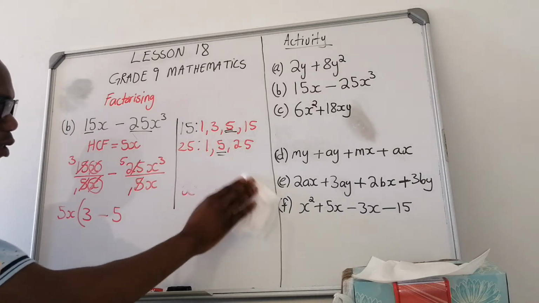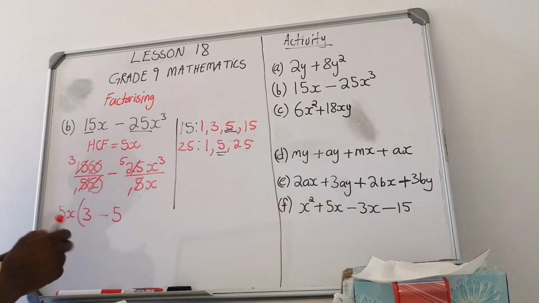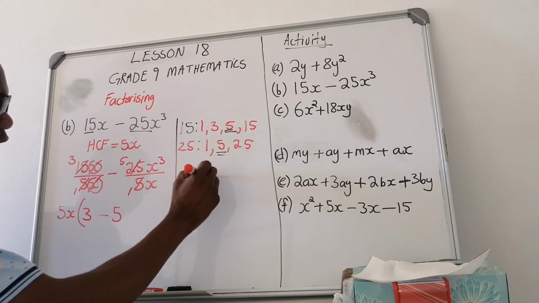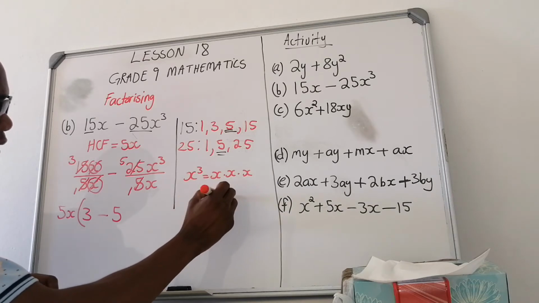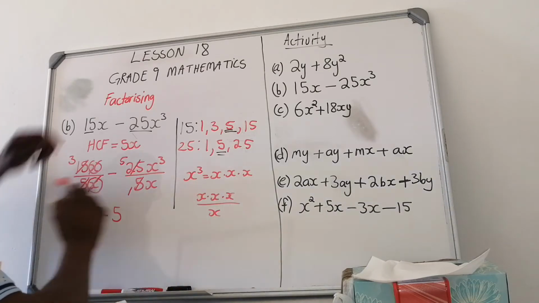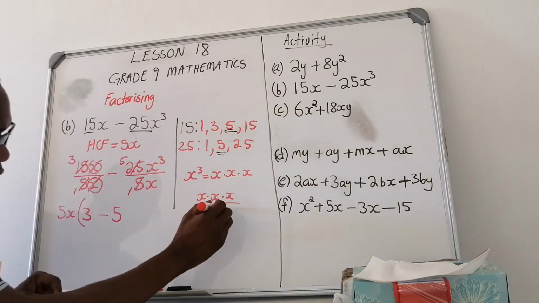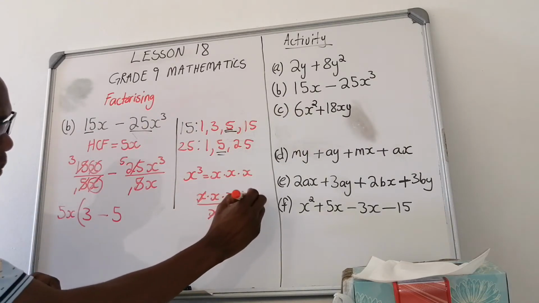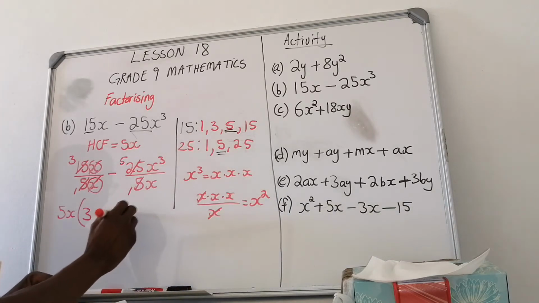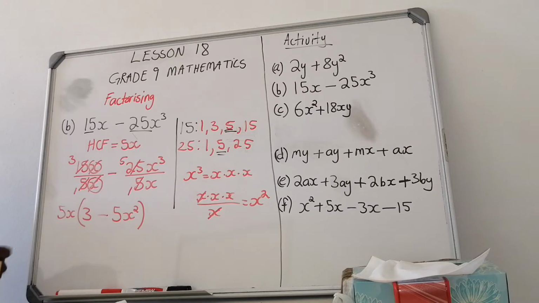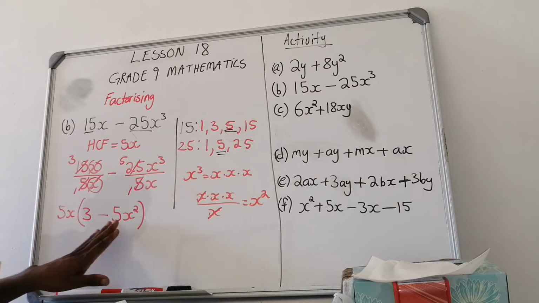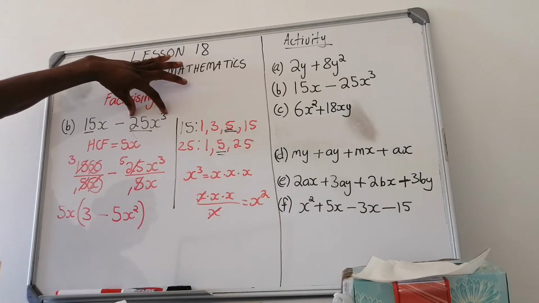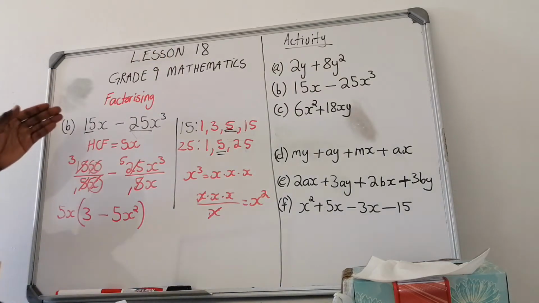Sorry for that. Let me show you a nice method of figuring that out. Remember that x cubed is x times x times x. So we have x times x times x divided by x. These two will cancel out, and then you just end up with x squared. Then you close the bracket. Remember, if you remove the bracket, 5x times 3 will give you 15x, and 5x times 5x squared will give you 25x cubed. So that's how you factorize something like this.